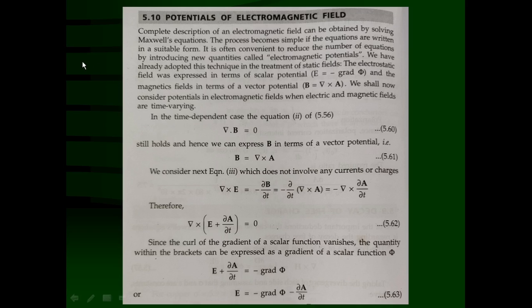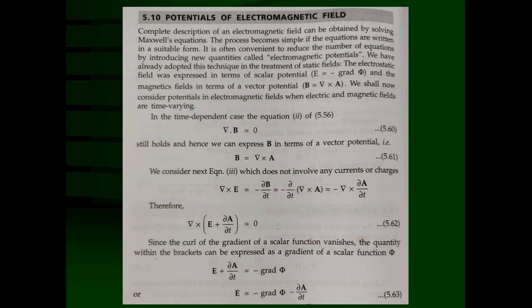But if we reduce the number of equations, then it is more convenient for us to understand the electromagnetic field in a given region. Our complete description of the electromagnetic field in a given region can be obtained by solving these Maxwell's equations. And these equations we can reduce to a smaller number of equations by introducing a new quantity which is called electromagnetic potentials. Electromagnetic potential we already introduced in the static case.